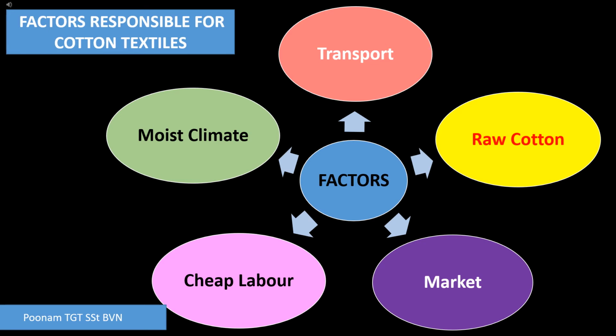Well-developed transportation system and accessible port facilities in Maharashtra and Gujarat led to their concentration here. Proximity to the market is yet another factor, as cotton cloths are ideal and comfortable to wear in these warm and humid states. And lastly, these states are densely populated, so finding cheap laborers is not a problem here.